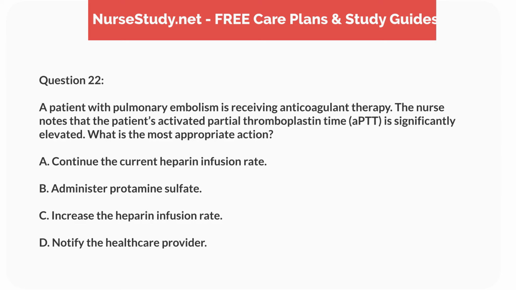Question 22. A patient with pulmonary embolism is receiving anticoagulant therapy. The nurse notes that the patient's activated partial thromboplastin time, APTT, is significantly elevated. What is the most appropriate action? A. Continue the current heparin infusion rate. B. Administer protamine sulfate. C. Increase the heparin infusion rate. D. Notify the healthcare provider.